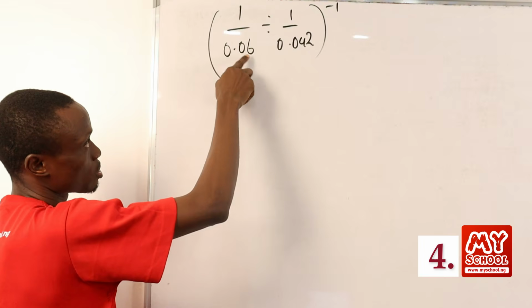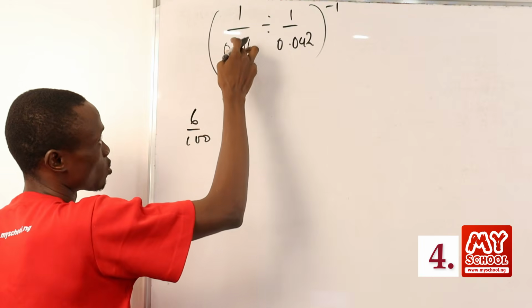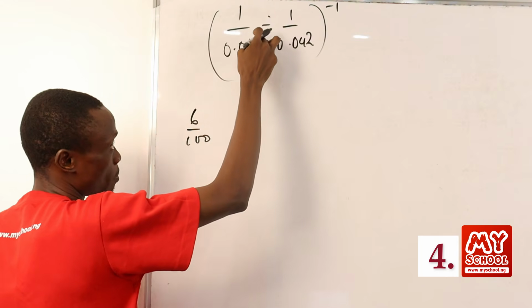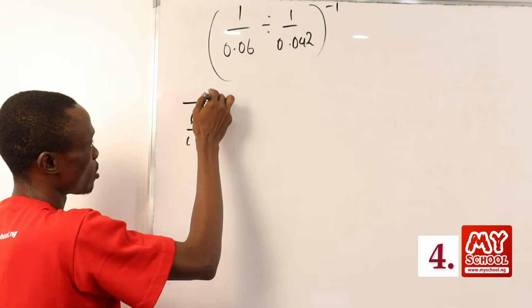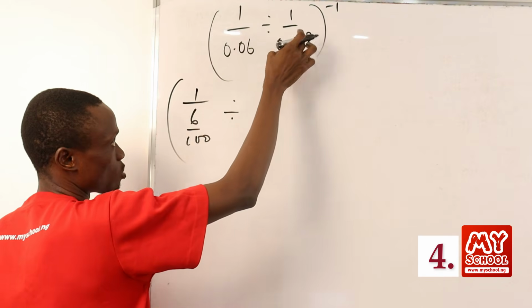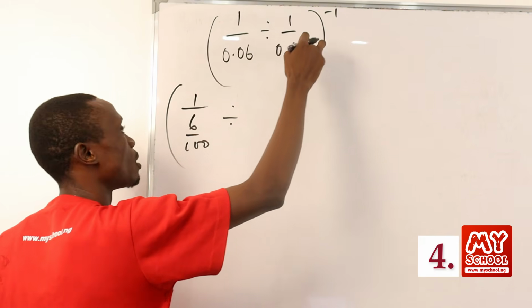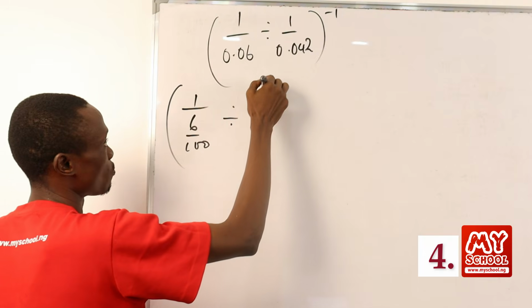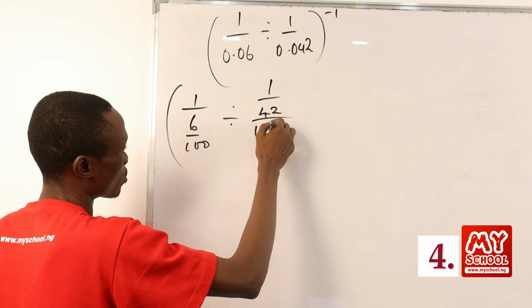So 0.06 is the same as 6 over 100, right? So this is to 2 decimal places. We just multiply by 100 and also divide by 100, okay, to get this. So here we also have over 1, then divided by, so we'll do the same to this. So this is 1 to 3 to 3 decimal places. So we'll multiply by 1000 and also divide by 1000. So we'll be having 42 over 1000.